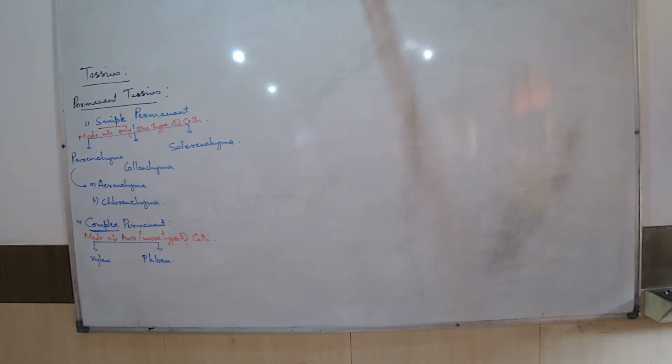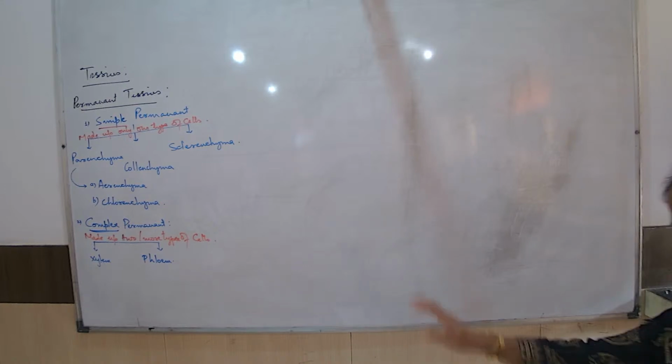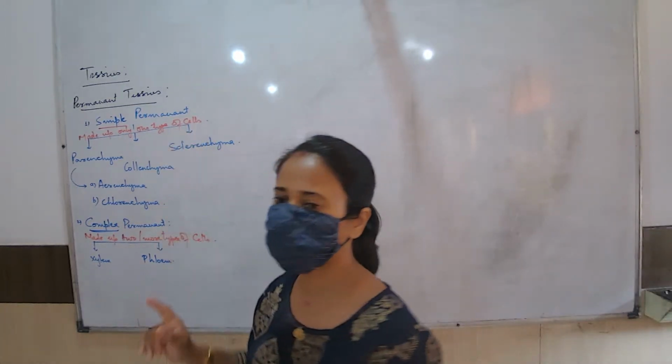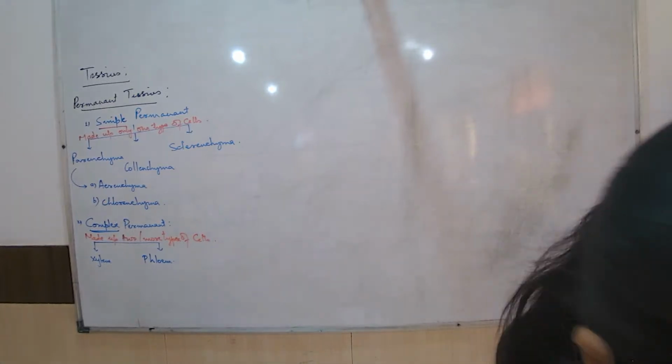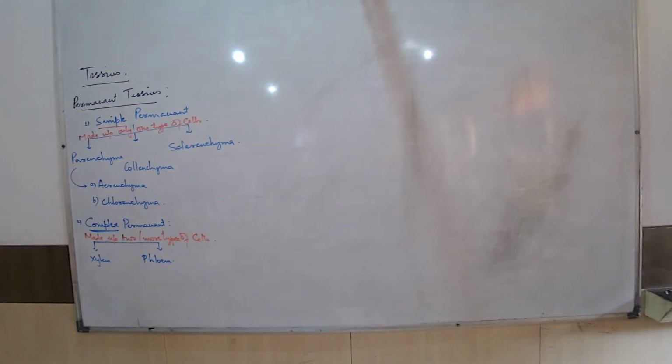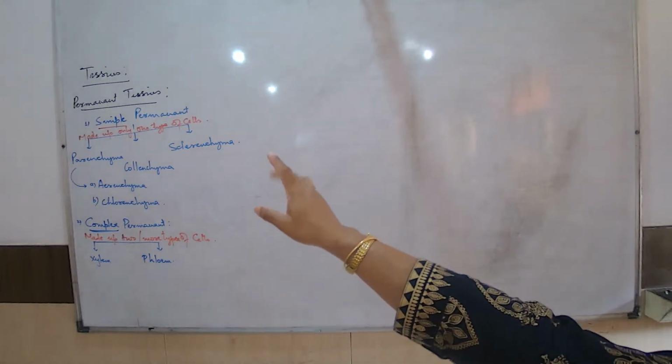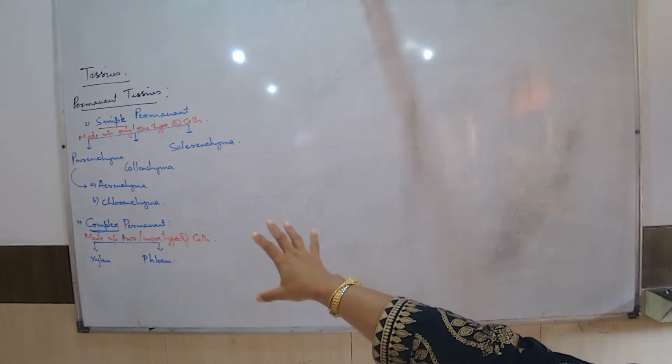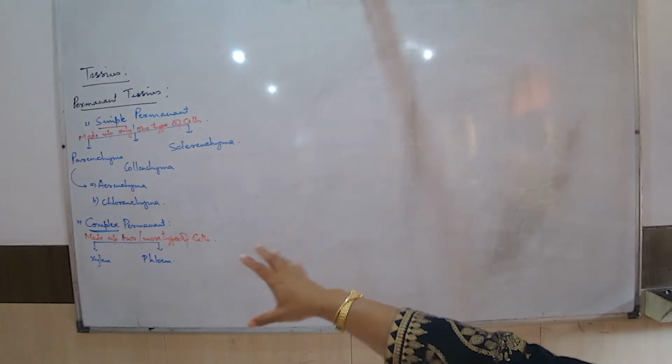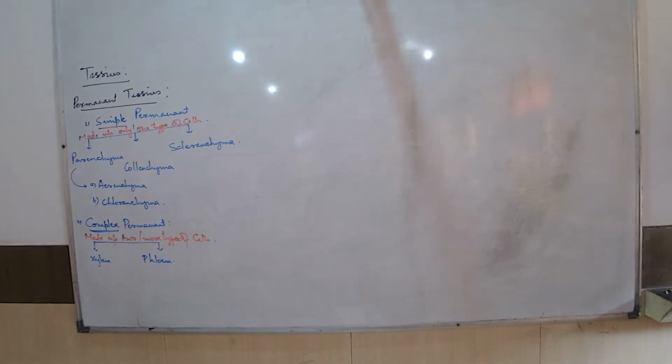So we'll try understanding what is the basic difference between simple permanent and complex permanent. As I start, try to understand. Permanent tissues, you have to remember the major 4 or 5 general features that we had studied. In all these 7 types, the general features are more or less the same. But now, we have to understand that based on where they are present, their functions would very much differ.